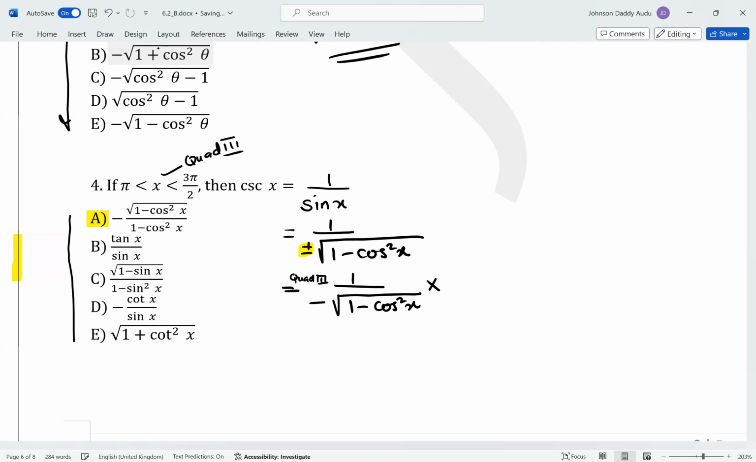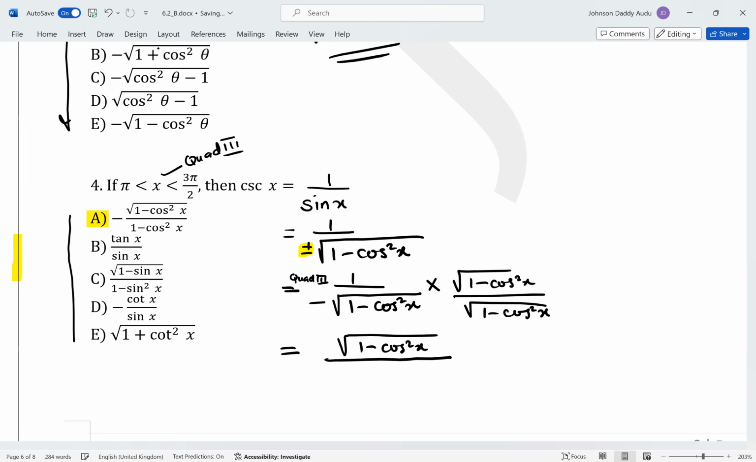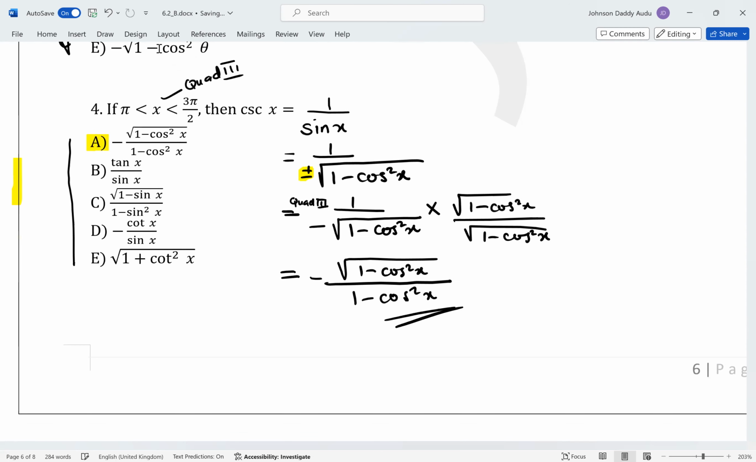Then from here, we just need to what? We can rationalize. So if we rationalize here, we will have the square root of 1 minus cosine squared over, here, this times this will just go. So this is going to be just minus, and this will be the square root of 1 minus cosine squared x, just by rationalization. So the answer is A.